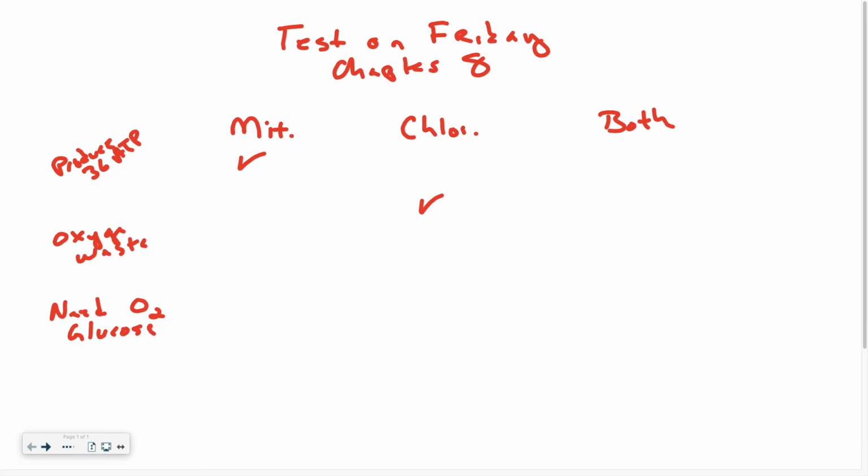Needs O2 and glucose. That is mitochondria. They need oxygen and glucose to work. Chloroplasts produce oxygen and glucose, but they don't need them. They need carbon dioxide and water.